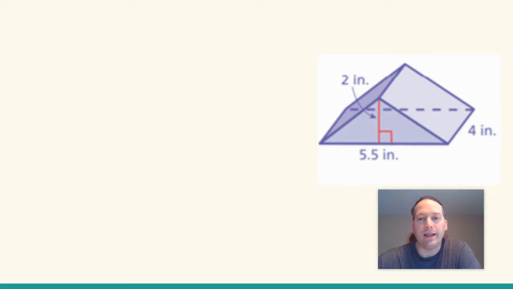Now when we're looking at a triangular prism, not much different. Again, the volume is the area of the base times the height. That never changes. The only thing that changes is what formula you use for the area of the base. So the area of a triangle is 1/2 base times height. Remember, the base and the height in a triangle are the two sides that form the right angle.